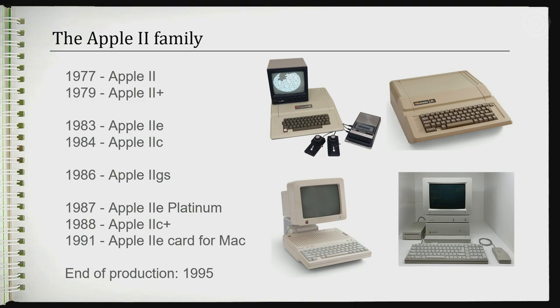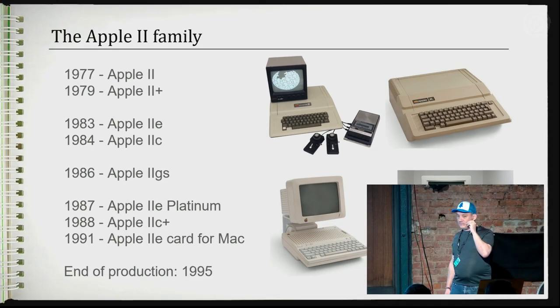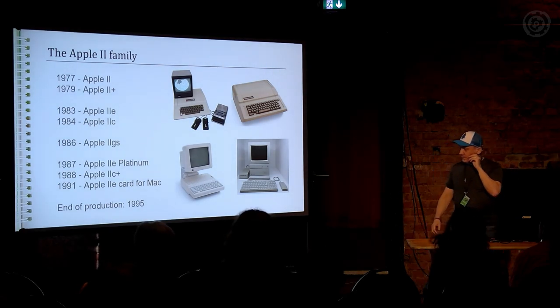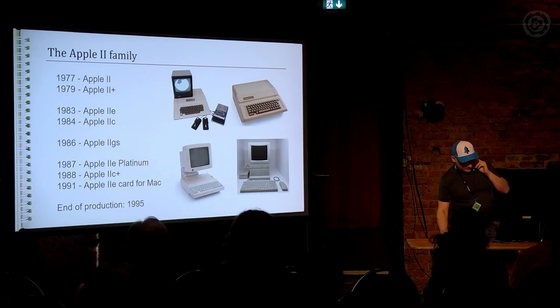The most successful models are the Apple II Plus and the Apple IIe, released in 1977 and 1983. The Apple II Plus is basically the same model, and the Apple IIe has some more enhancements. The Apple IIc is a compact version, and the Apple IIGS is an amazing computer, released in 1986. It's a 16-bit computer, so there are a lot of demos on it that were released in the 80s and 90s. But I won't talk about it, because it's a completely different computer, there's a lot to say about it, and I don't know the Apple IIGS that well. Then there were many more models, and the end of production was in 1995, so it was very late.